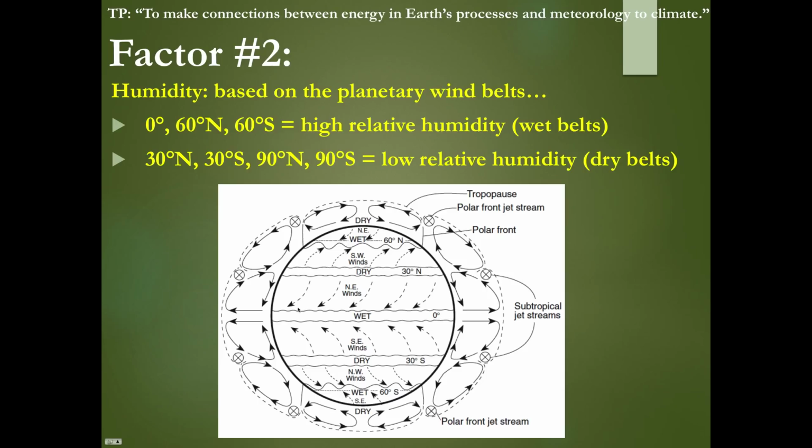So at 0, that will give you your tropical rainforests. At 60 north and 60 south, that will give you your temperate rainforests. At 30 north and 30 south, that will give you your very hot desert climates. 90 north and 90 south will give you your very low temperature desert-like climates.